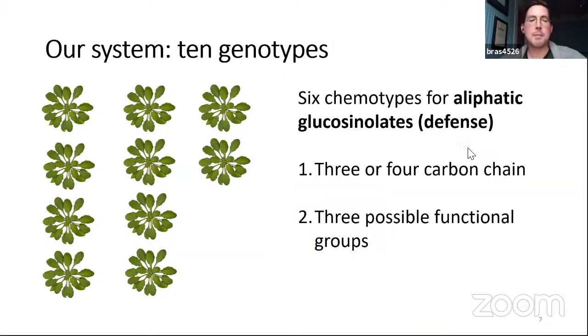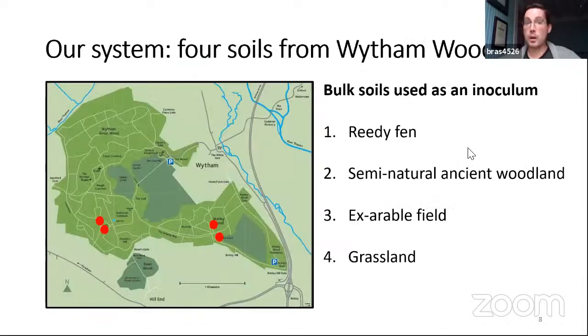So for the 10 genotypes, these genotypes span the chemotype diversity for Arabidopsis. Arabidopsis have these defense compounds that are known as aliphatic glucosinolates, and they can take on basically 6 different forms. The 10 genotypes that we picked span the variety of chemotypes for Arabidopsis. The differences are based upon the carbon chain of the glucosinolate and also the functional group that's attached to the glucosinolate.